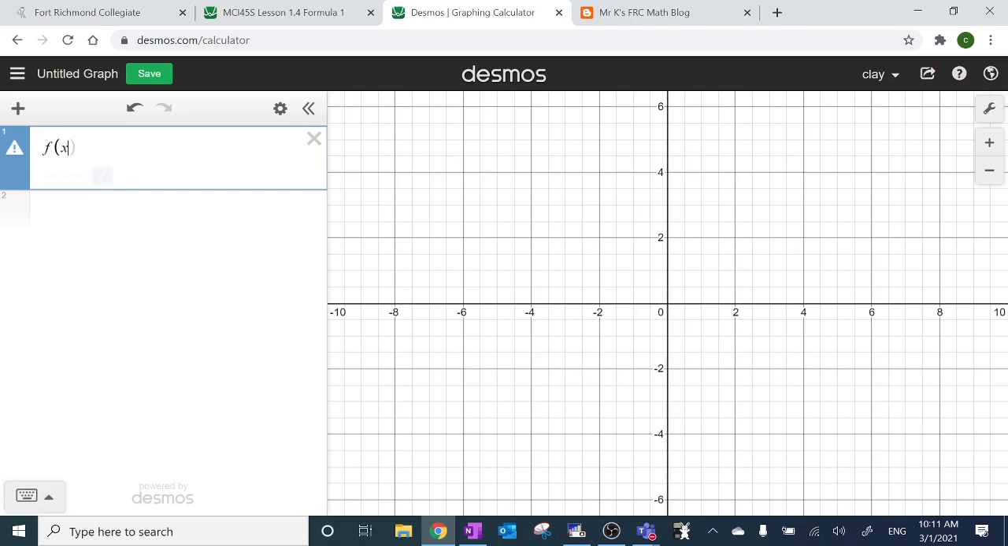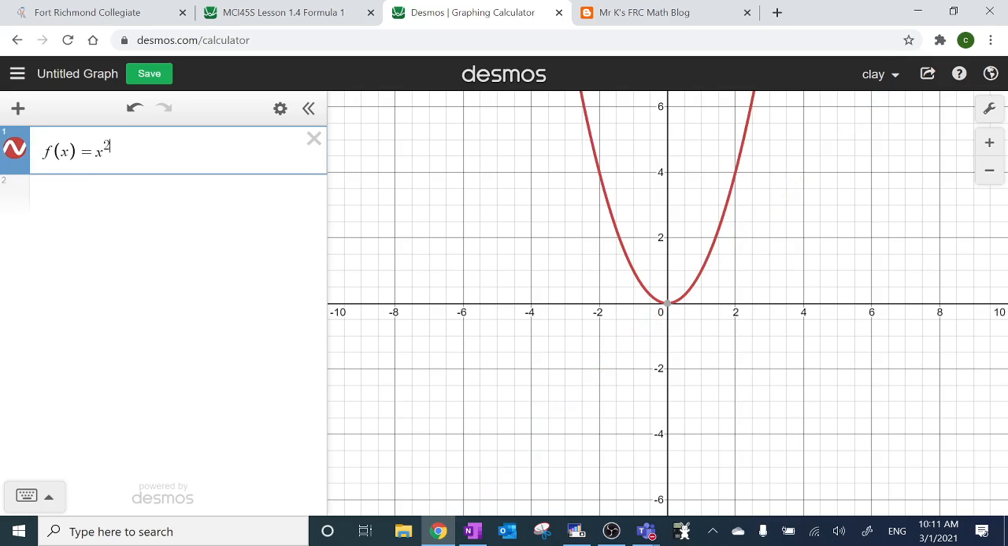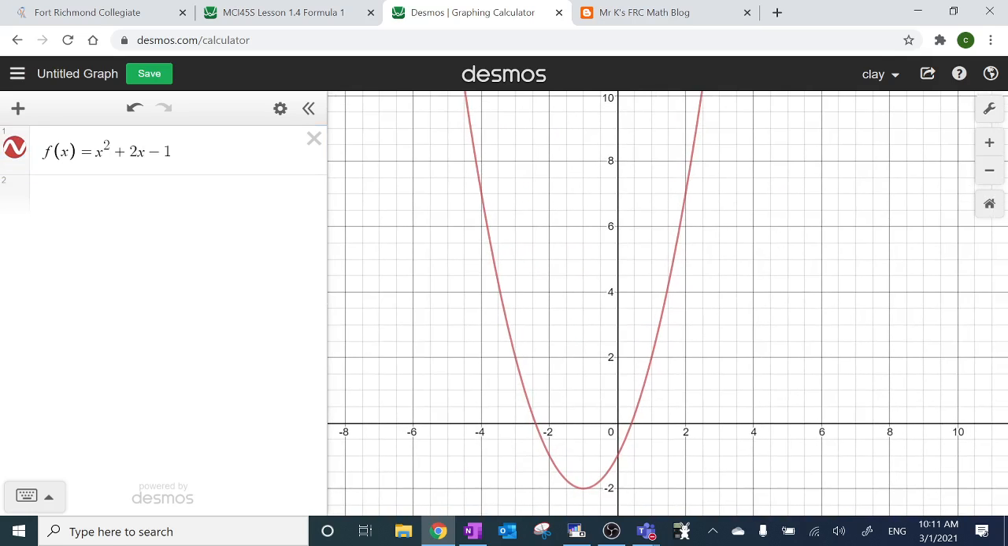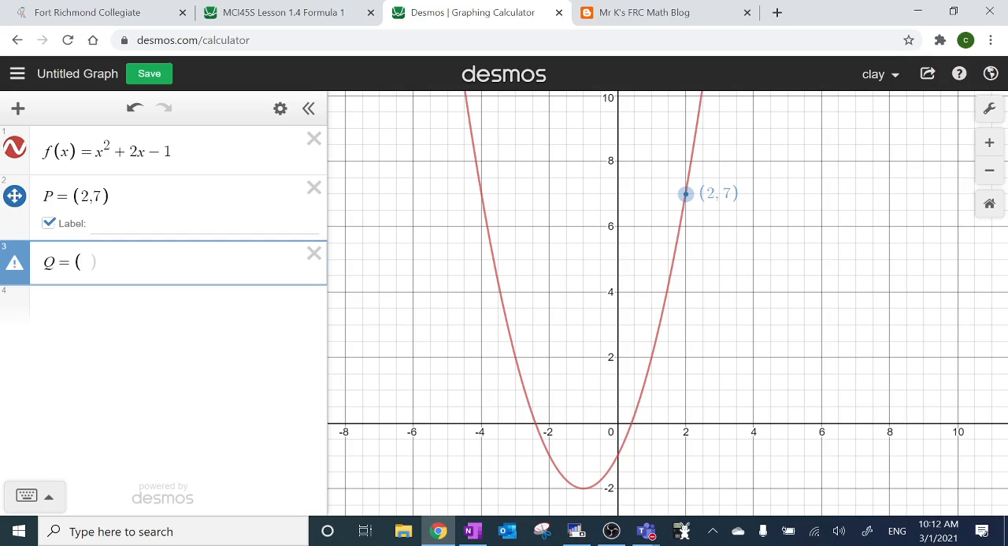So f of x equals, and let's see, what was it again? It was x squared plus 2x minus 1. So it's your standard parabola, and we have a point on that parabola that we want to find the tangent at, and that's the point P, which is 2, 7. There we go. And we can label that point if you like. And then we would like to find just any point on here. We'll call it point Q.